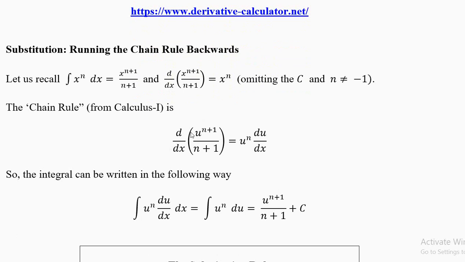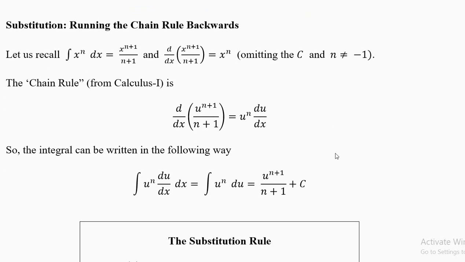Now, the chain rule is, here you are differentiating x power n plus 1, here you are going to differentiate u power n plus 1. Here you get x power n, here you will get u power n and an extra piece called du by dx, because you have to differentiate the u. If you differentiate x, you will get 1 here, which we do not write. Here you get du by dx. This is very important.